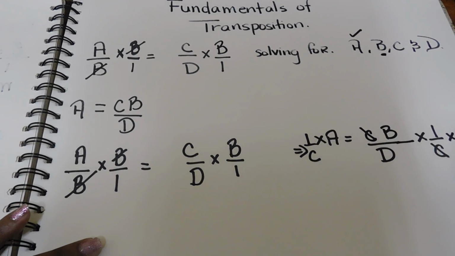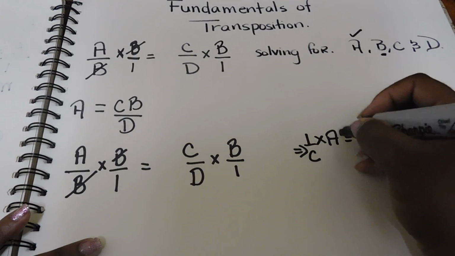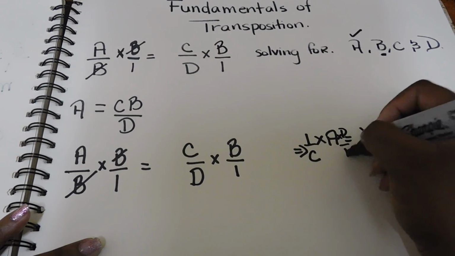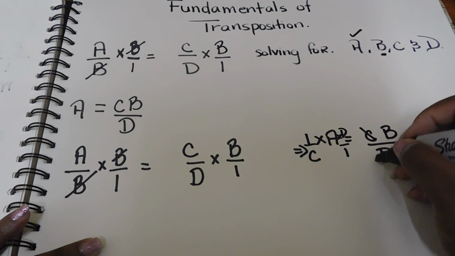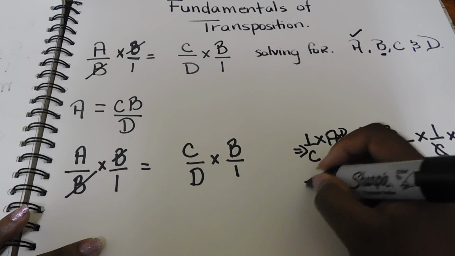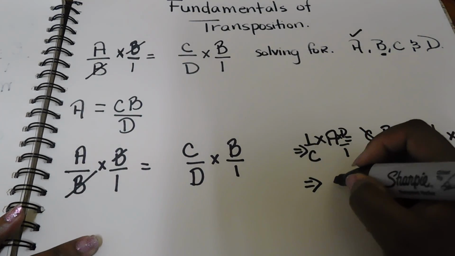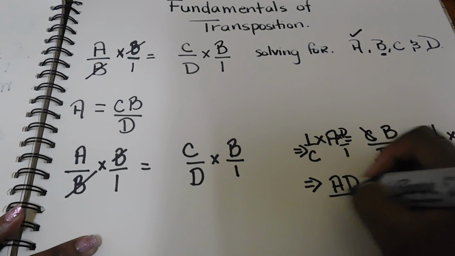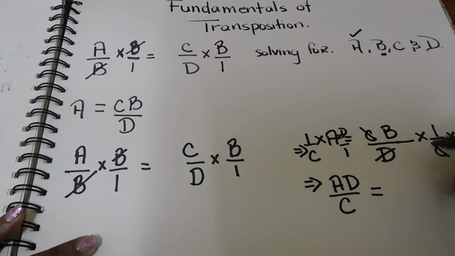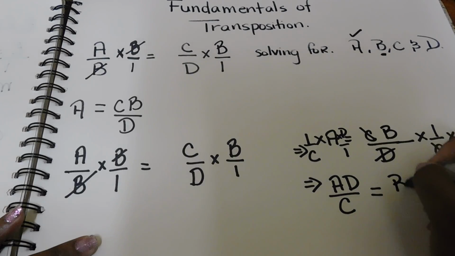Multiply by D over 1. And again you will multiply by D over here over 1. Right? That goes. And you'll be left back with AD over C is equal to B.